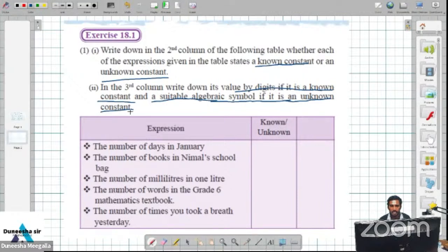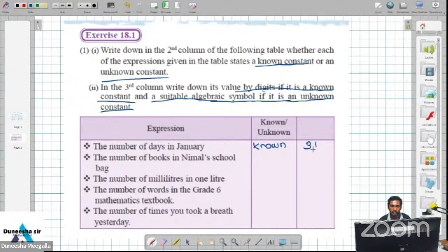Then the number of days in January. Do you know how many? How many days in January? 31. 31. It's known or unknown? Known. එහෙනම් අපි දන්නවනේ නේද? It's known. Okay. Known නම්, known constant එකක්. Then it's 31. Okay. Can you fill the others?